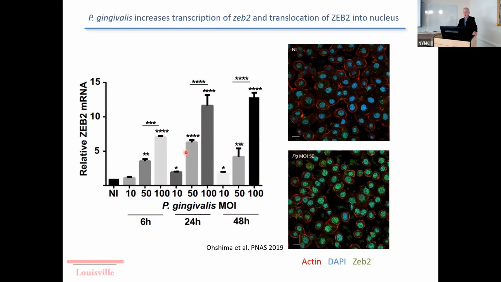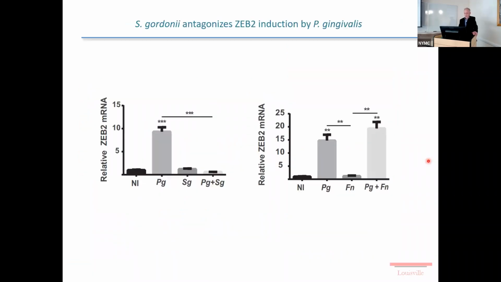Looking at ZEB2, so ZEB2 RNA is increased by P. gingivalis in a time and dose dependent manner. Being a transcription factor, it doesn't really matter if there's more of it, it has to be in the nucleus. So this is just ZEB2 in green, showing that with P. gingivalis, the ZEB2 starts to localize in the nucleus. And what happens when we add Strep cordoni? Well, Strep cordoni was able to antagonize the induction of ZEB2 by qPCR. That was specific to streptococci. Again, we haven't tested every organism there ever was, but most of the streptococci will inhibit PG, whereas things like Fusobacterium nucleatum does not inhibit P. gingivalis.